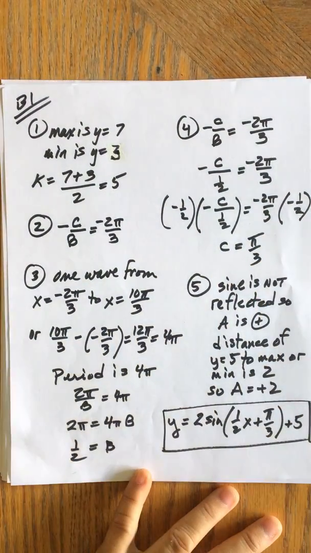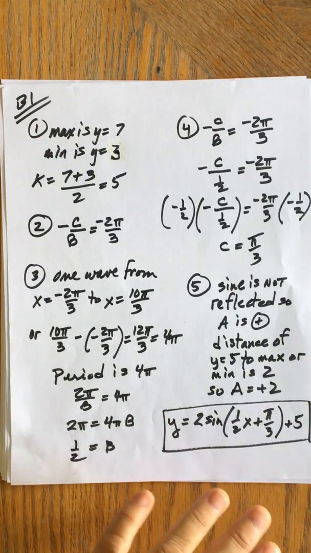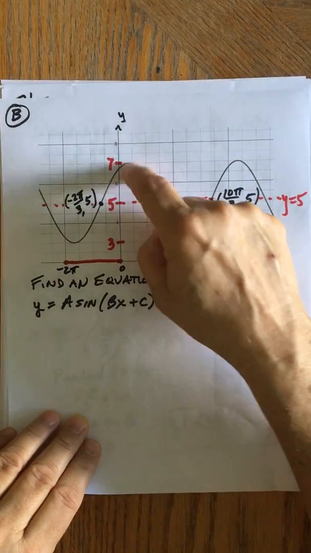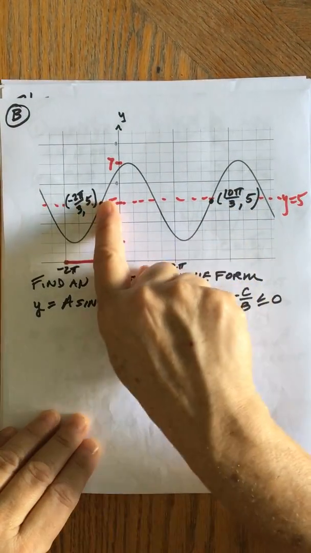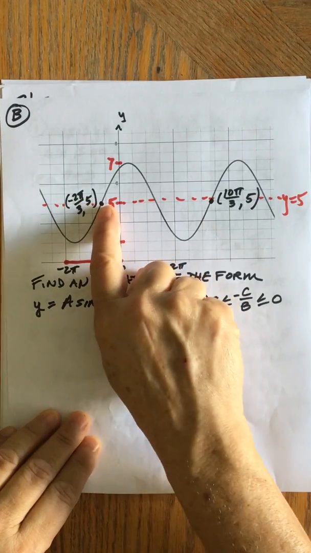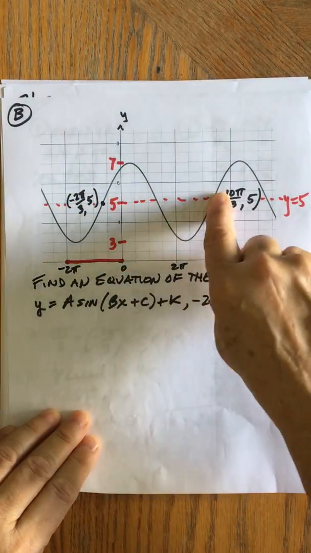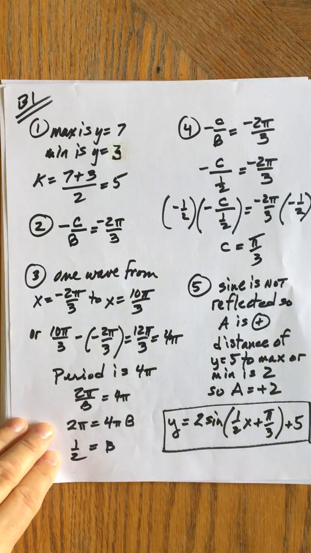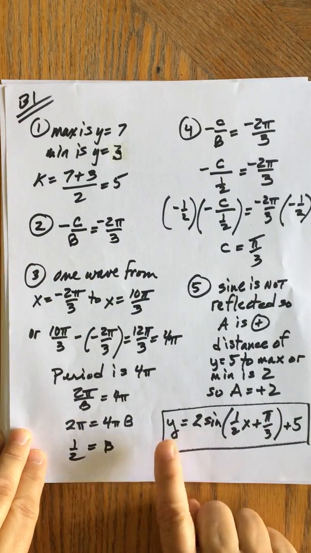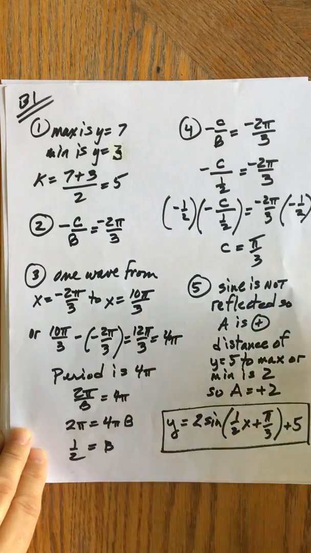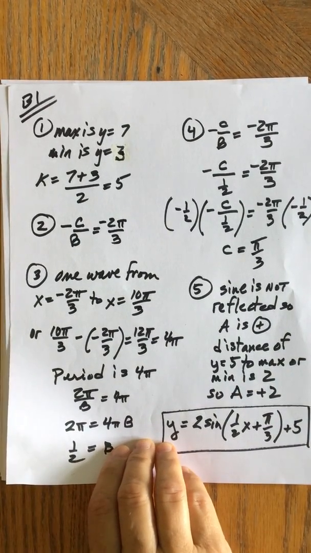Now, in this case, I've got so far K, I've got B, and I've got C. I've got to find A. I know that the absolute value of A is 2, but I've got to look to see, is the sine wave where it's starting here reflected or not? It's not. It's a regular sine wave. So I'm going to use A as positive 2. So when I fill all that in, I get y equals 2 sine of (half x plus pi over 3) plus 5. All right. Now we're going to do it again.